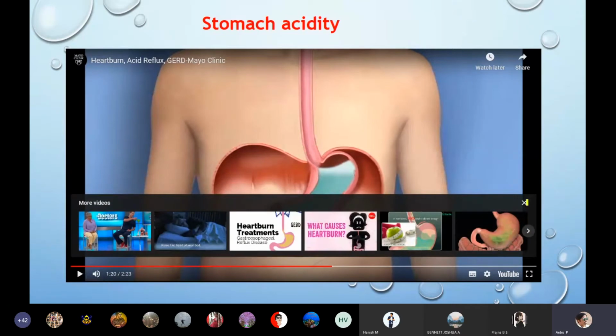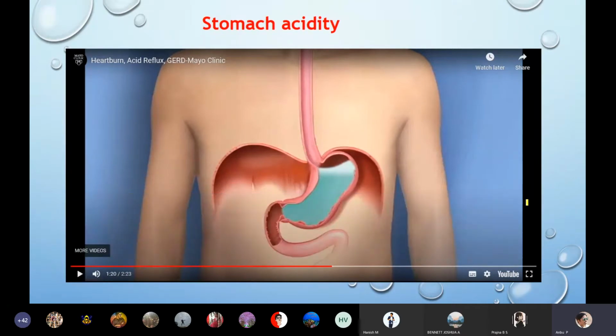Actually, this is a common problem; most people are suffering from this acidity. Once this acid tries to come up into the esophagus, that is called acid reflux. They will try to vomit, or they will get a burning sensation throughout the esophagus. Another thing is that the esophagus does not have any protective layer against stomach acid. So what will happen? Automatically the food pipe will start to get damaged. In medical terms, this problem is also called GERD, gastroesophageal reflux disease.